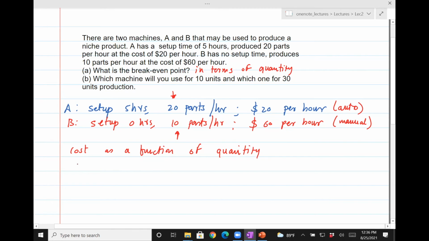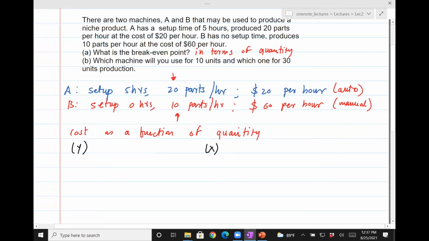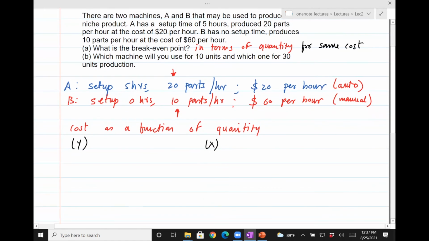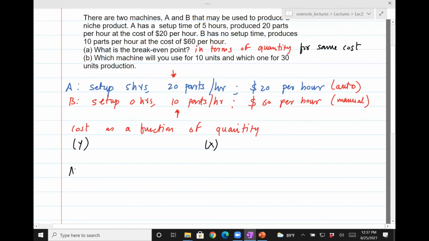Okay, so if cost is Y and quantity is X, we'll write an equation for machine A, and we'll write an equation for machine B, and then we would have the necessary tools to analyze and figure out the break-even point. Okay, so let's look at machine A.